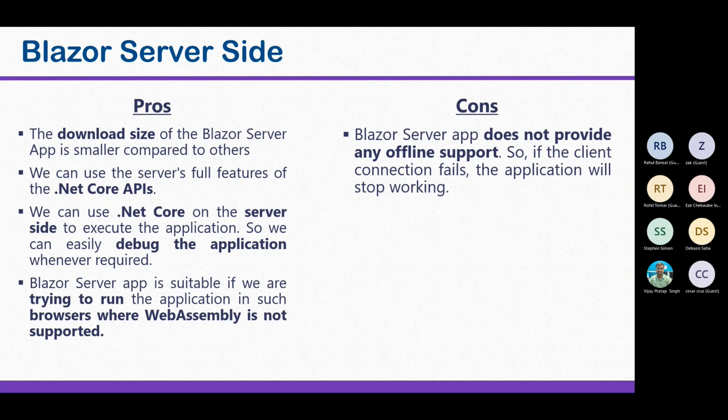Like, a Blazor server side app does not provide any offline support, which is basically provided by WebAssembly. We'll discuss details in the case of WebAssembly. Offline support means if I have opened the application and, due to some network problem, the network connectivity has been broken and my machine is disconnected from the server side, then the application will stop working. This is the basic concept.